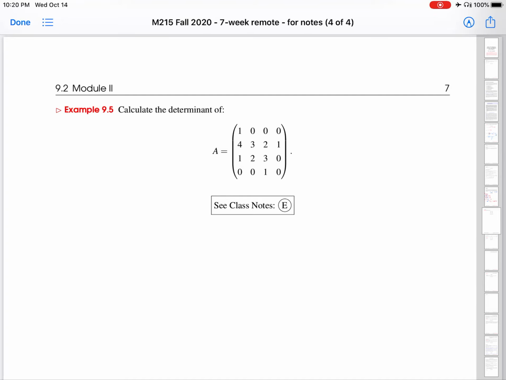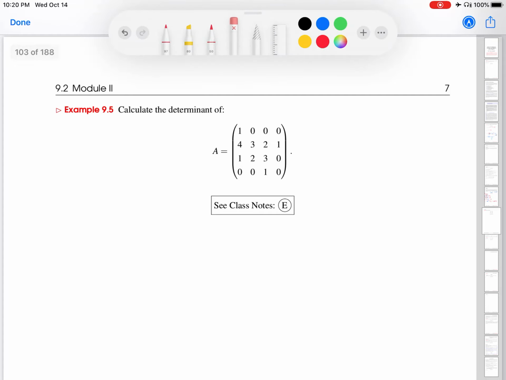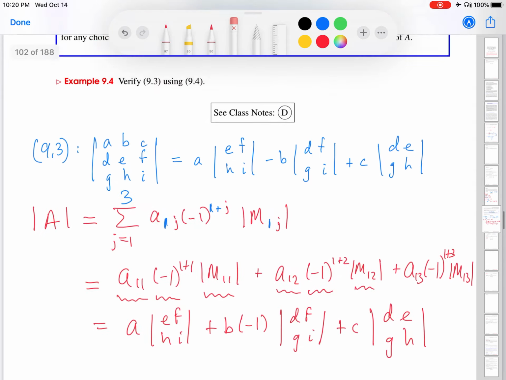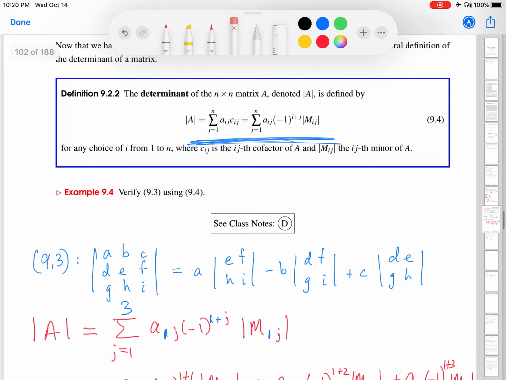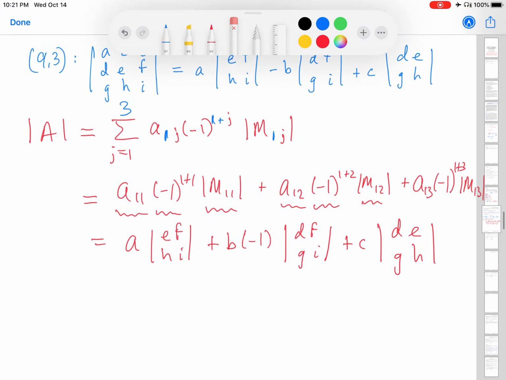We are going to work on class notes E in lesson 9. This example asks us to calculate the determinant of this matrix. Based on the definition that we discussed in the previous video, I'll just scroll up real quick. That is definition 9.2.2. This is the row expansion definition of the determinant. You have a choice. You can pick whichever row you want to calculate the determinant.